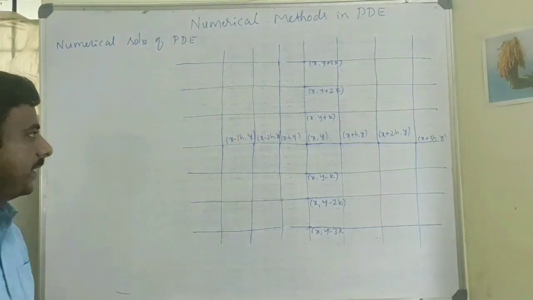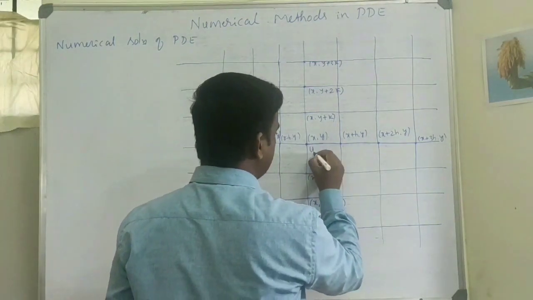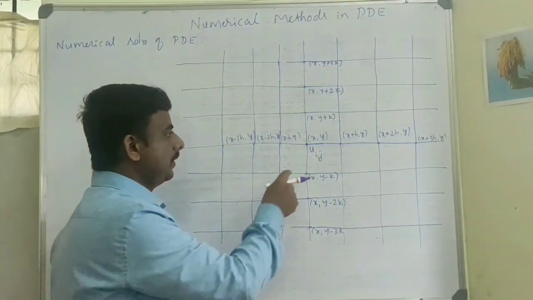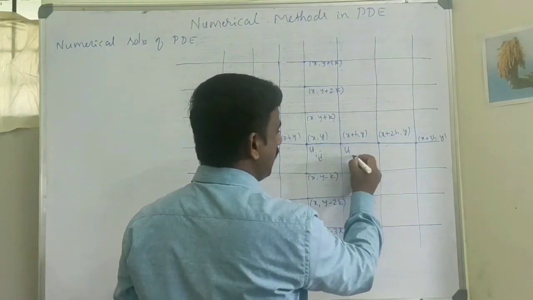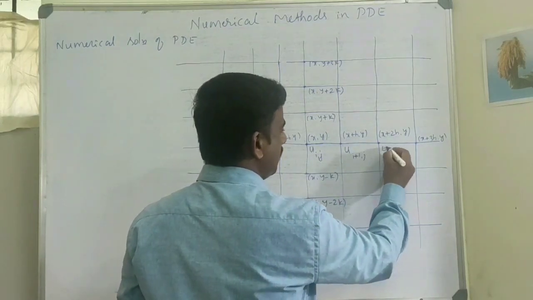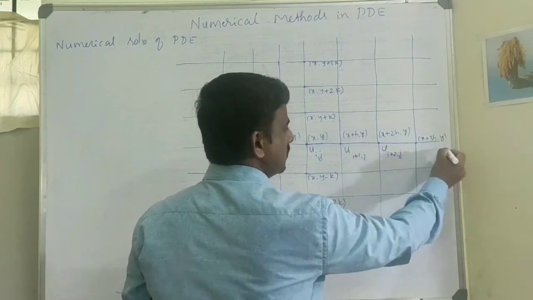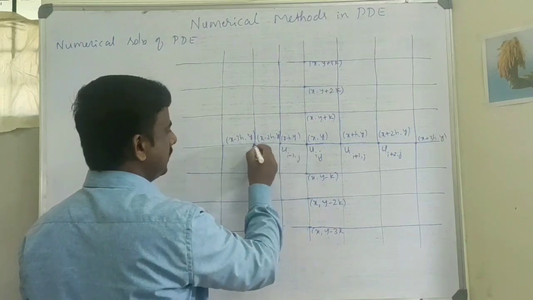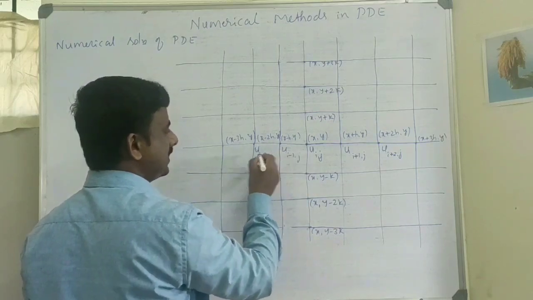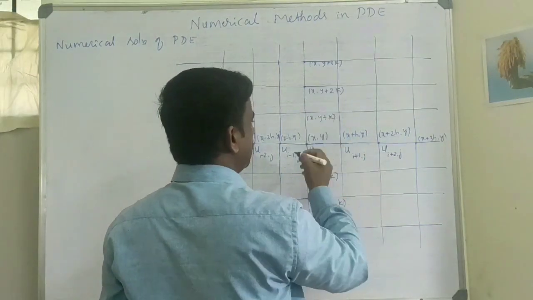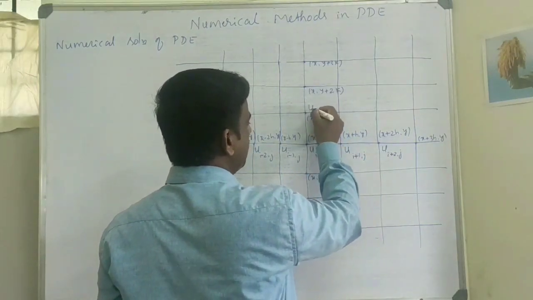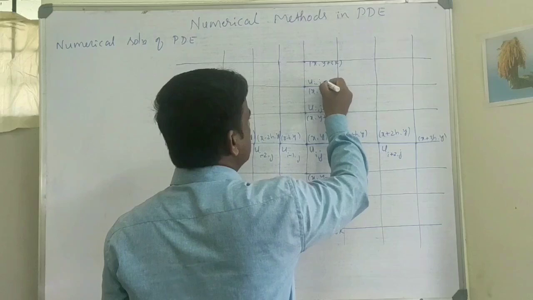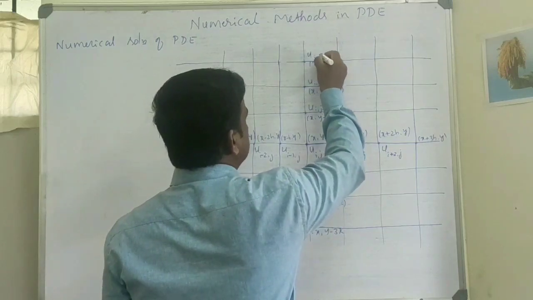Now this point we regard as u_ij. The point corresponding to (x, y) will be regarded as u_i,j, and this will be u_i+1,j, u_i+2,j, and so on. And obviously this will be u_i-1,j, u_i-2,j, and so on. And this point will be u_i,j+1, u_i,j+2, u_i,j+3.